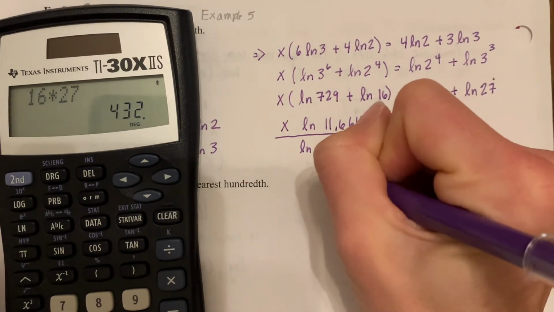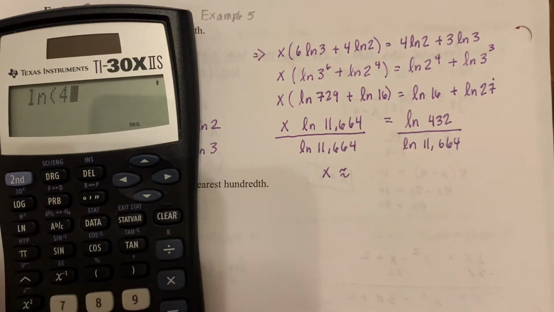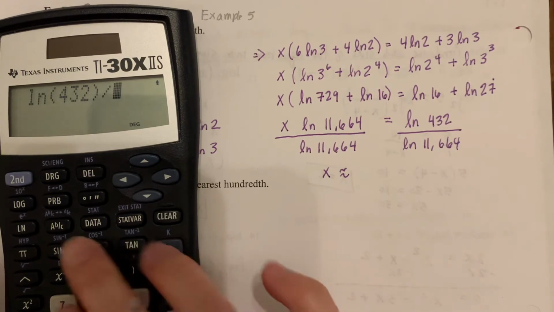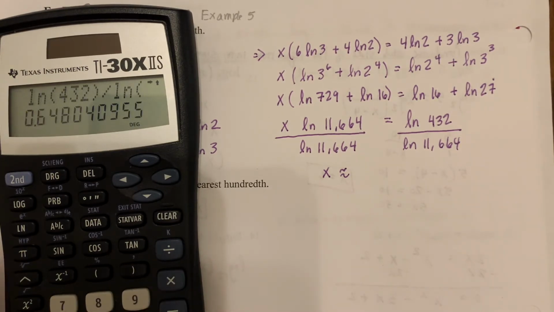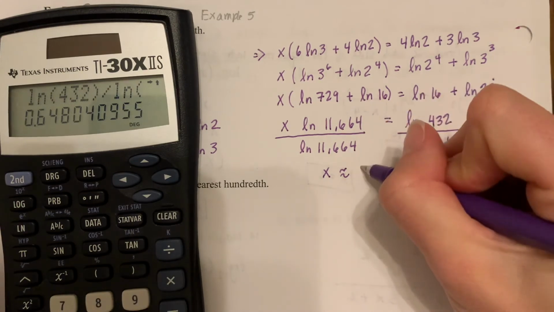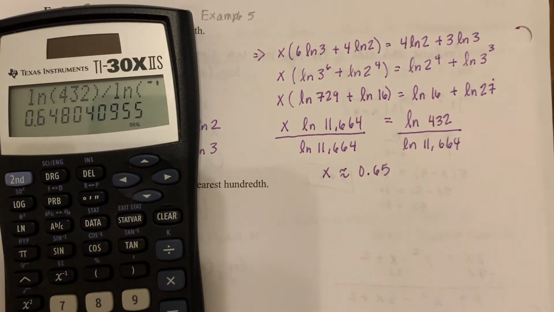So to get the value for x, I'm going to take the natural log of 432, close my parentheses, and divide by the natural log of 11,664. And x is approximately 0.65, rounded to the nearest hundredth.